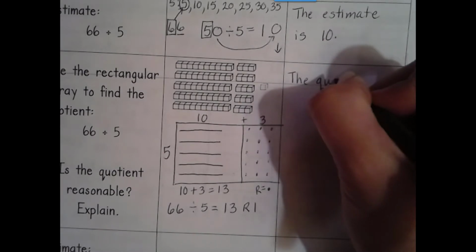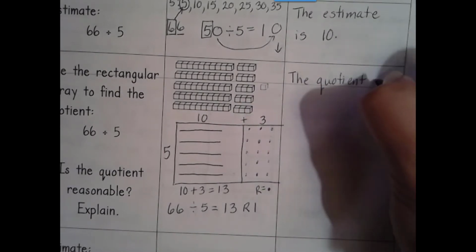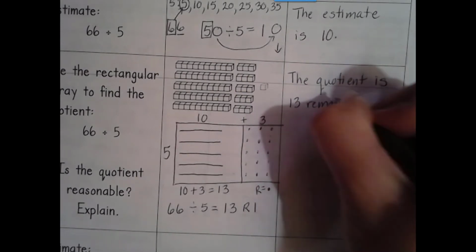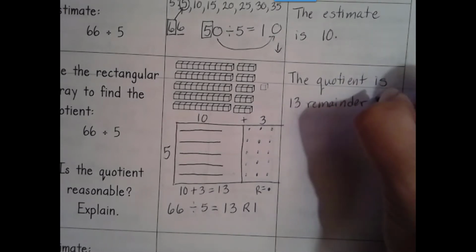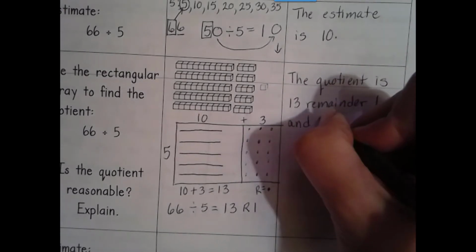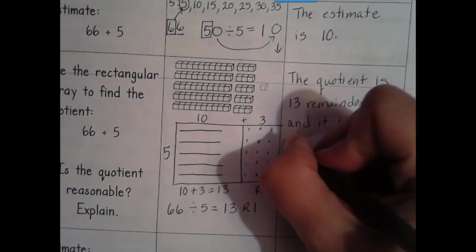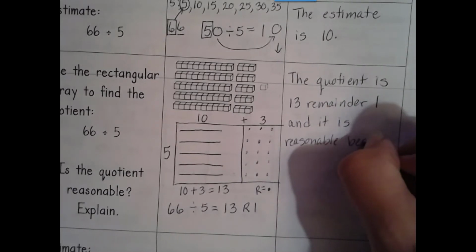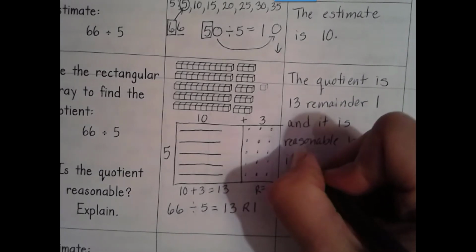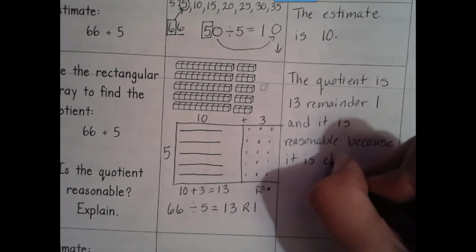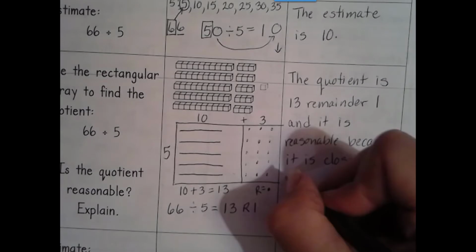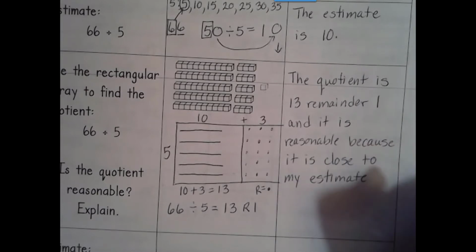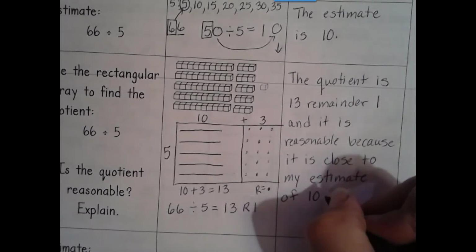The quotient is 13, remainder 1, and it is reasonable because it is close to my estimate of 10.